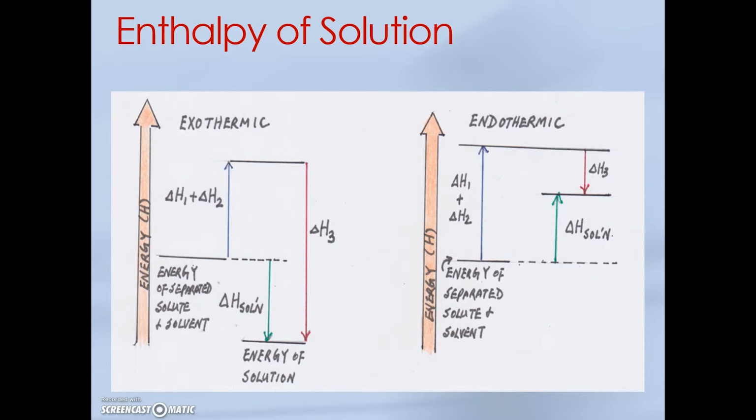Here's a diagram showing the enthalpy of solution. Looking to the left, you find that delta H1, delta H2, that's the enthalpy of solute and solvent, represented by the blue arrow going up endothermically. Delta H3 is the enthalpy of mixing, represented by the red arrow going down, negative. So the overall enthalpy, represented by the green arrow, enthalpy of solution, is exothermic, negative in sign. On the right-hand diagram, you see the enthalpy of solute and solvent being positive, going up, represented by the blue arrow. Enthalpy of mixing is represented by the red arrow going down. Now the overall enthalpy of solution is represented by the green arrow going up. This is endothermic.